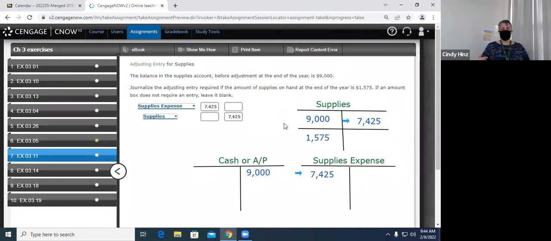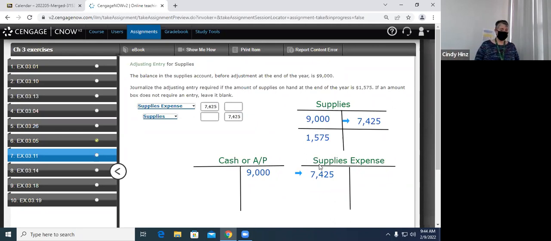And so I want to point out to you, we did not have to put the 9,000 in there. That 9,000 going into the supplies account was based on the transaction when we purchased those supplies. We don't have to put the balance in here because when we credit that account, the balance is automatically going to be updated to reflect that we used those supplies.